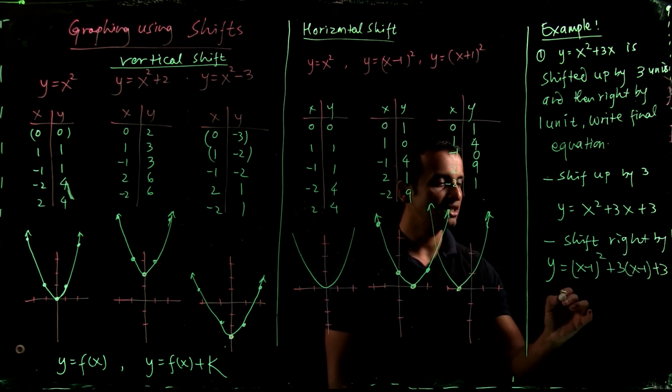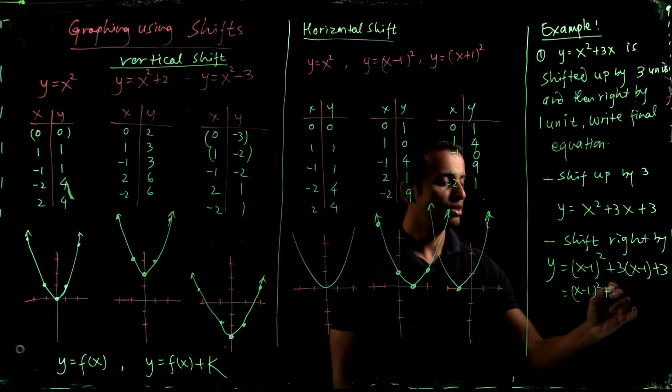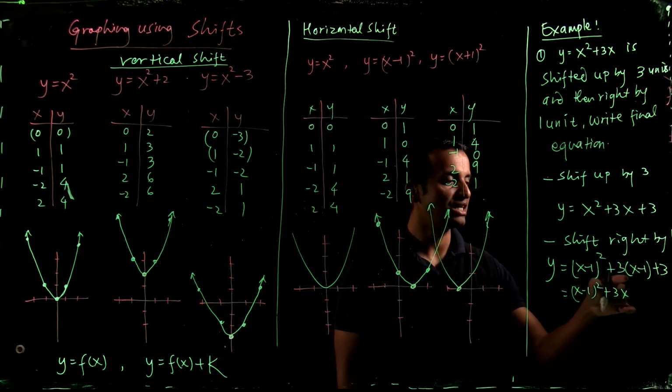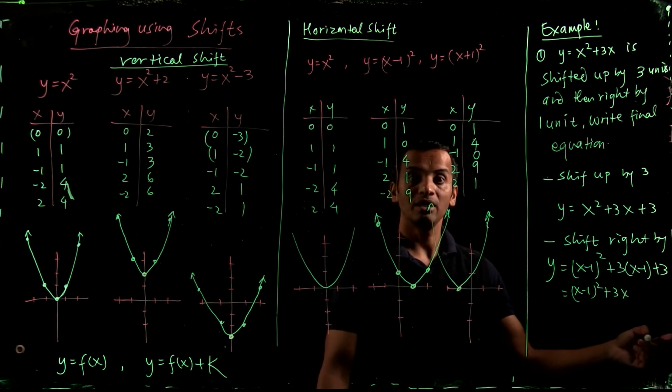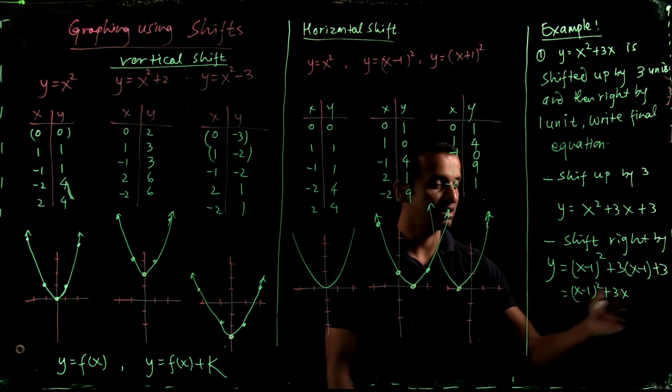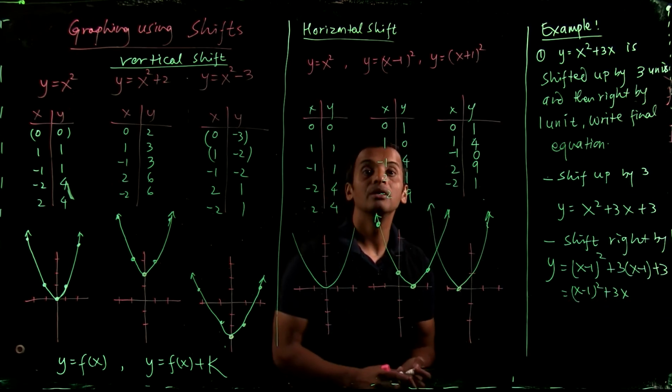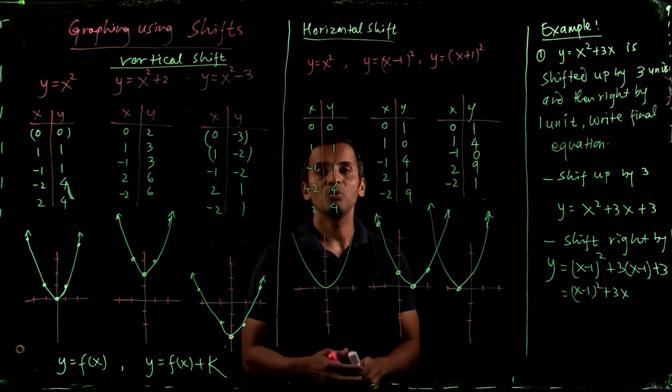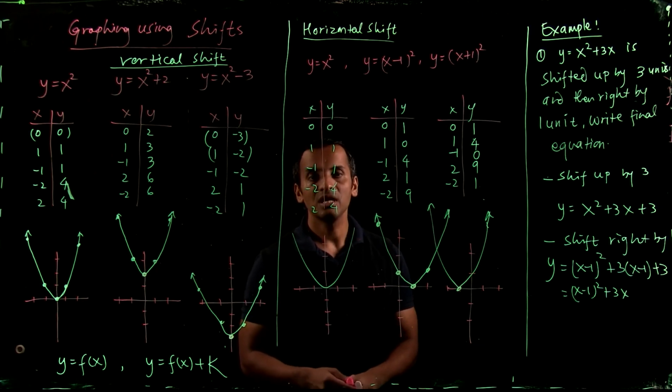If you want to simplify this, it will be like x minus 1 squared plus 3x, and then 3 minus 3 plus 3 will be 0, right? So this will be plus 0. So that is just x minus 1 squared plus 3x. So this is how we use vertical and the horizontal shifts in graphing.